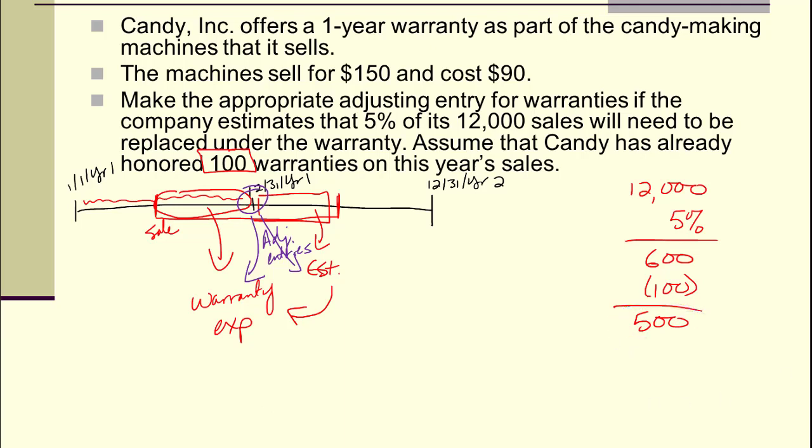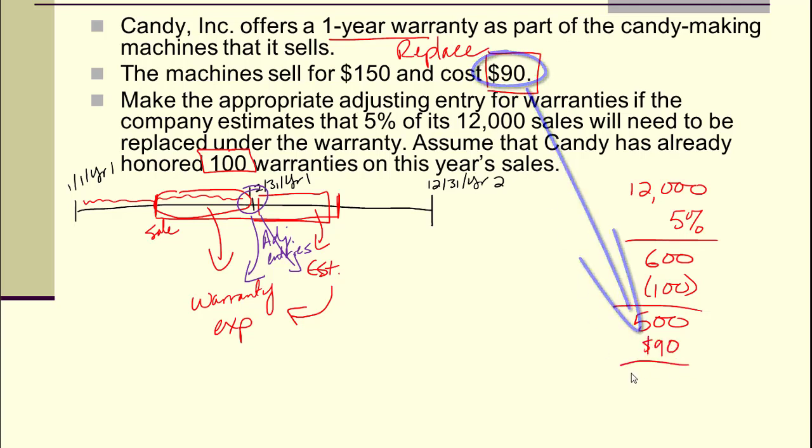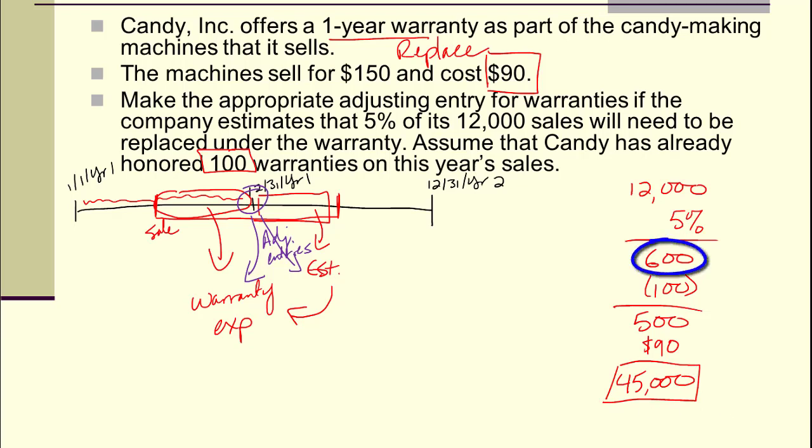Now, I don't know what an average cost to fix these units would be. It doesn't tell us. So let's make the assumption that when they honor this warranty, they simply replace the broken unit. They don't try to fix it, they just give them a new one. So since we're going to assume that they're going to replace these units, then the cost of each of these broken units is going to be $90, which means it's going to cost us a total of $45,000 to replace the rest of these 600 broken units.